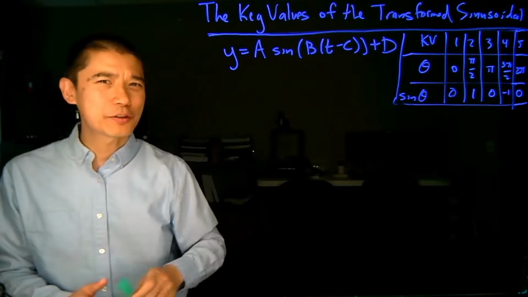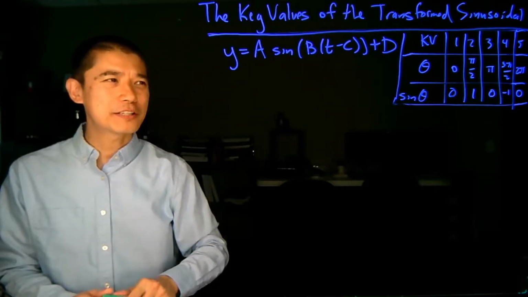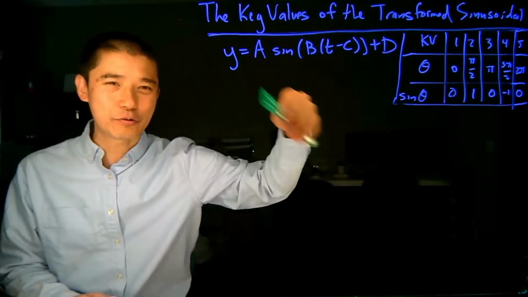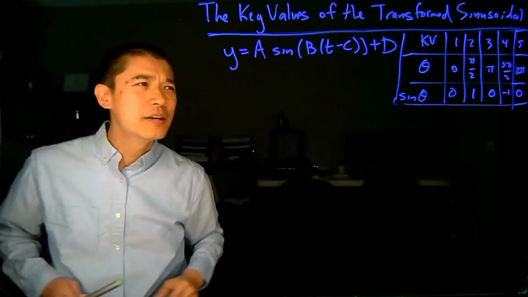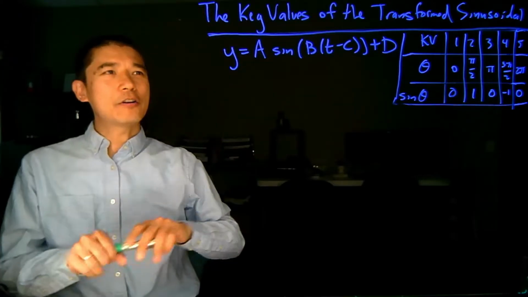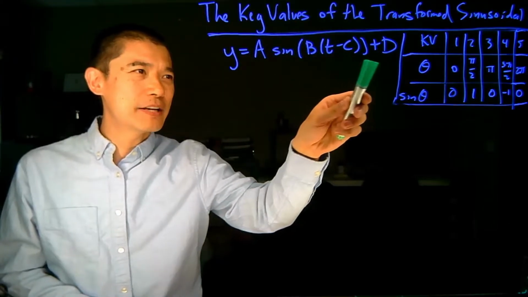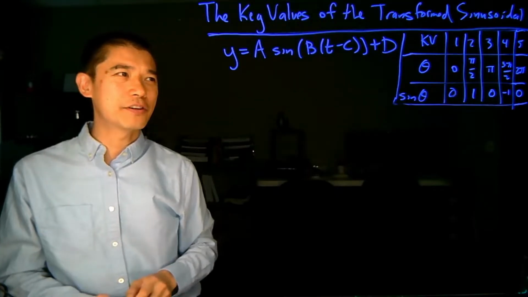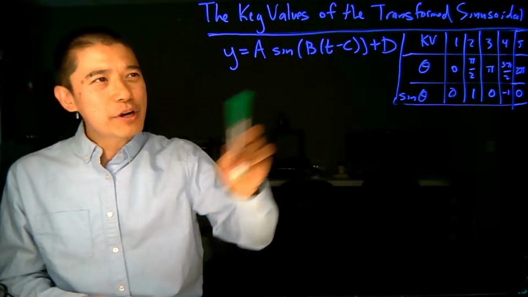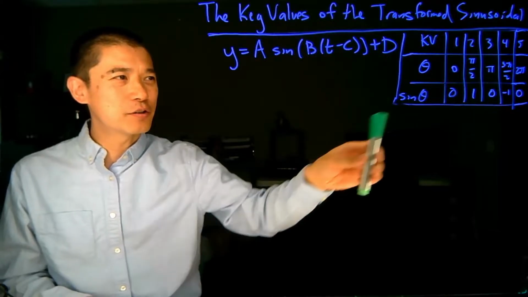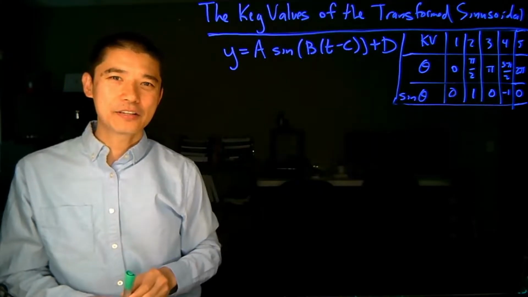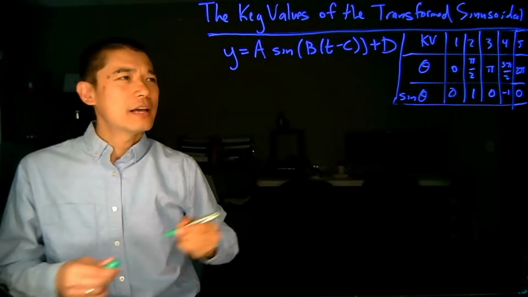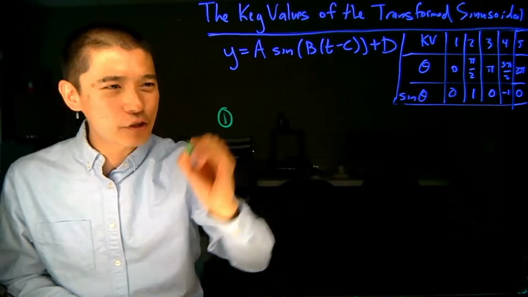So for now, we're just going to go through this very mechanical process, and then we'll see in the next video how these things come together to create the actual graphs of these things. All right, so here we have our equation, y equals a sine b(t minus c) plus d, our transformed sinusoidal, and here's our chart of key values for the sine function. When we transform the sine function, we're going to transform these key values. And the question is, how are these key values going to be transformed? And again, very mechanical, you're just going to have to trust me for a moment.